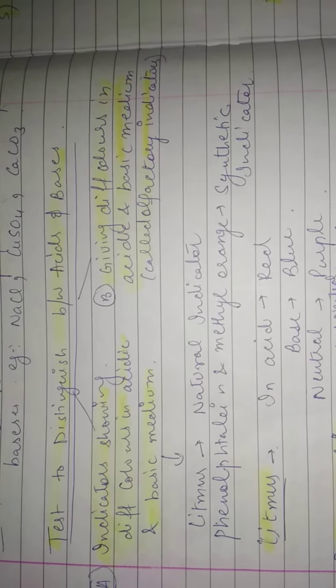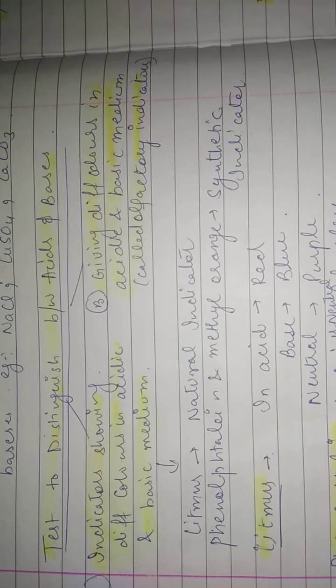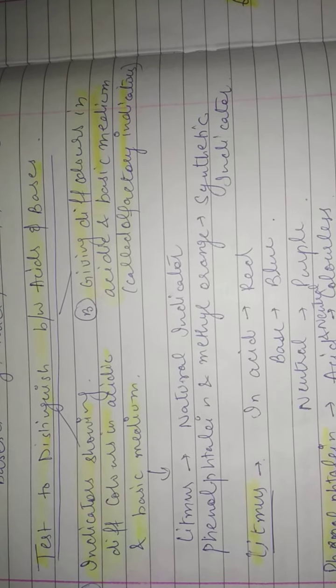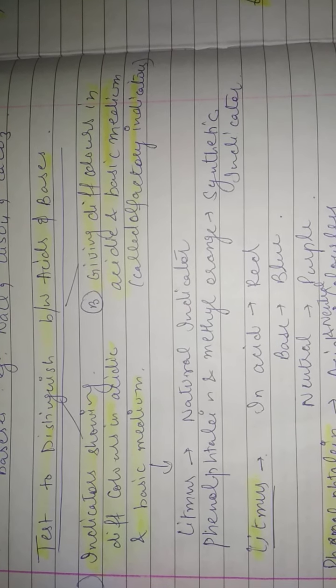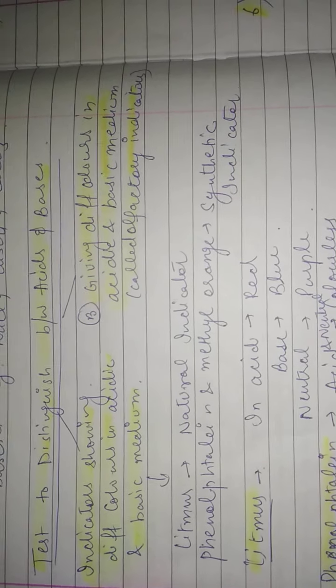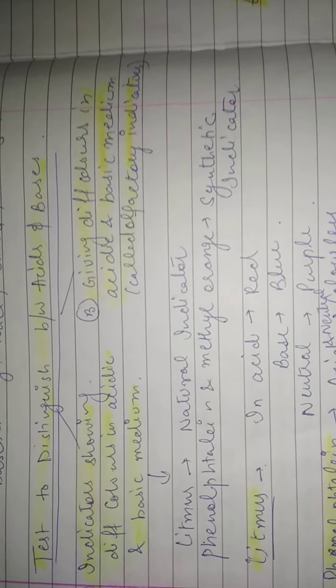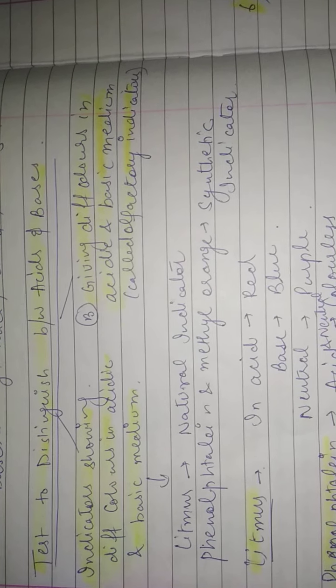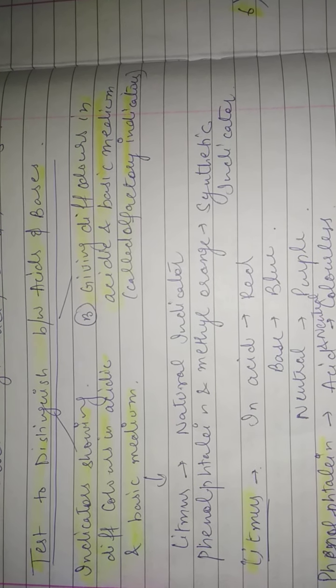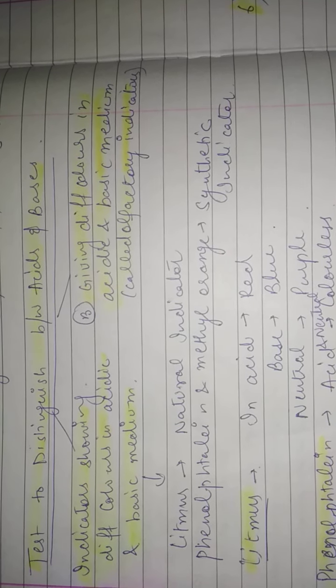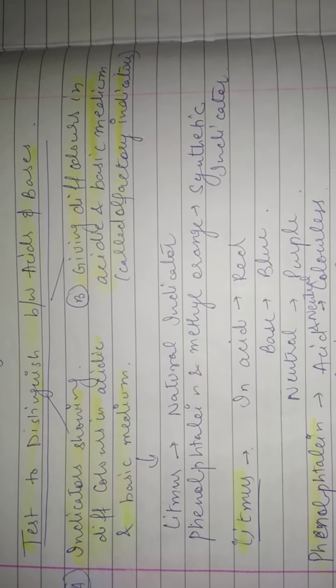So two methods are there. First is the indicators showing different colors in acidic and basic medium. Second method is giving different odors in acidic and basic mediums, that is known as olfactory indicators. Now the first one we will discuss: indicators showing different colors in acidic and basic medium.